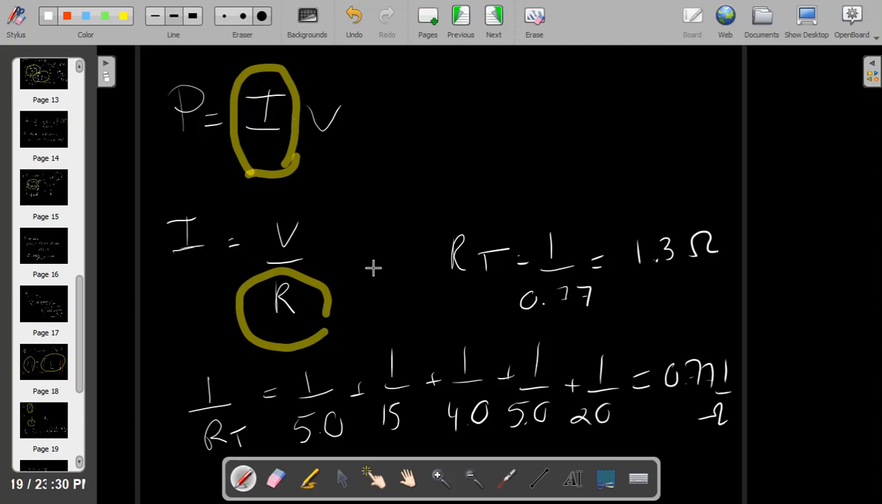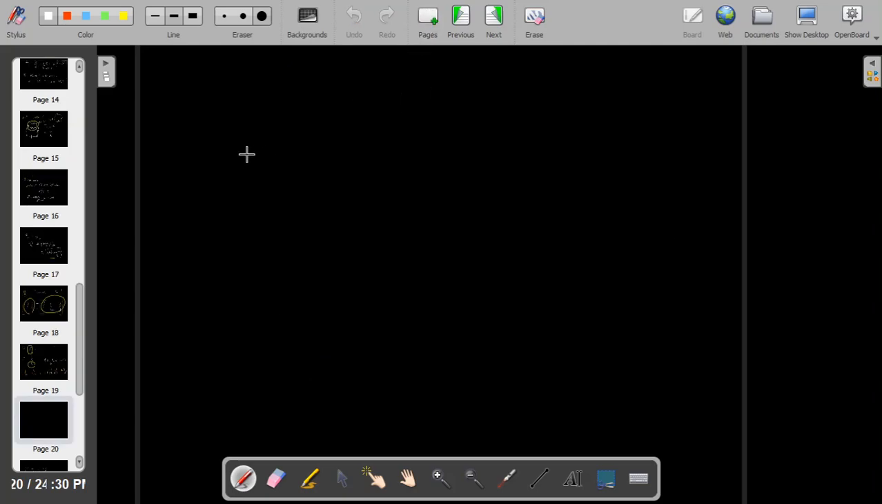That allows us to calculate the current. So let's put it in the formula for the current because we did have the voltage. The voltage was given to us. The voltage was 1.5 volts and the resistance you just found, 1.3 ohms. Put it in your calculator and you find your current to be 1.2 amps.